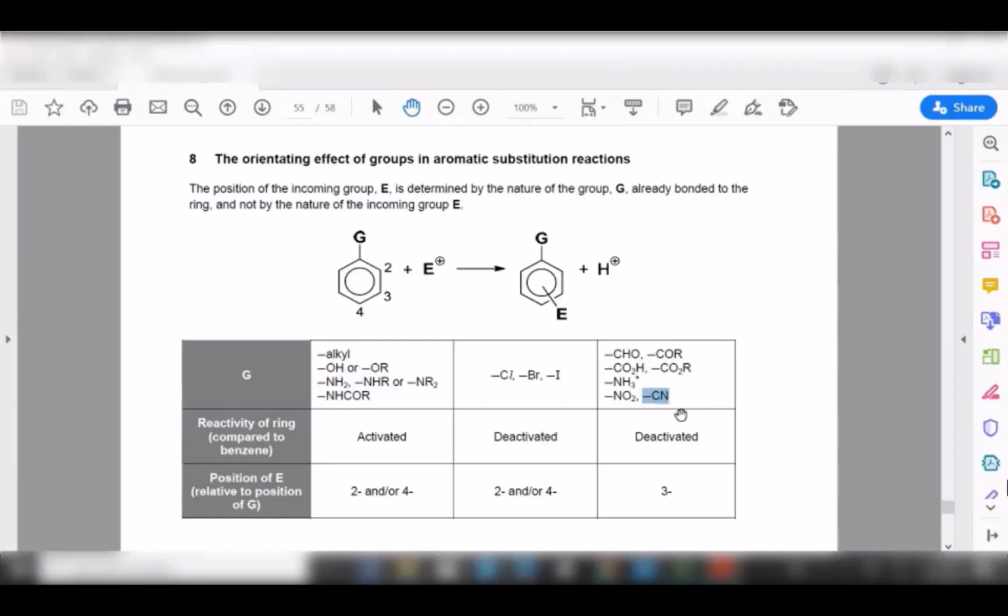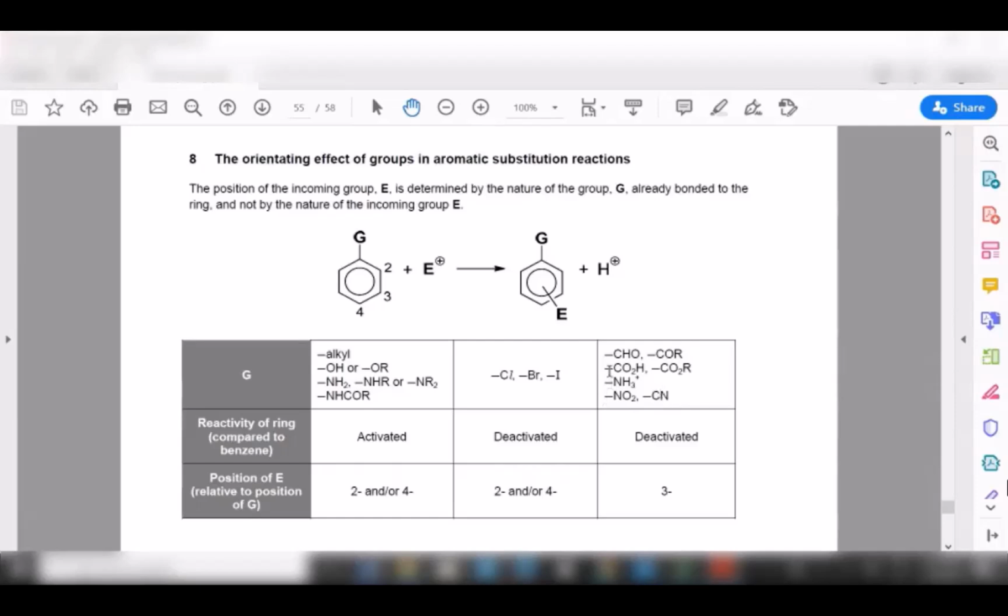There's a special one that maybe is not very apparent in your curriculum. That is the ammonium. You realize that NH2 is donating, but ammonium is withdrawing, for a very simple reason: once the lone pair of electrons gets protonated, it will no longer be able to delocalize into the phenol ring. So eventually, the positive formal charge on nitrogen will result in an overall withdrawing effect.